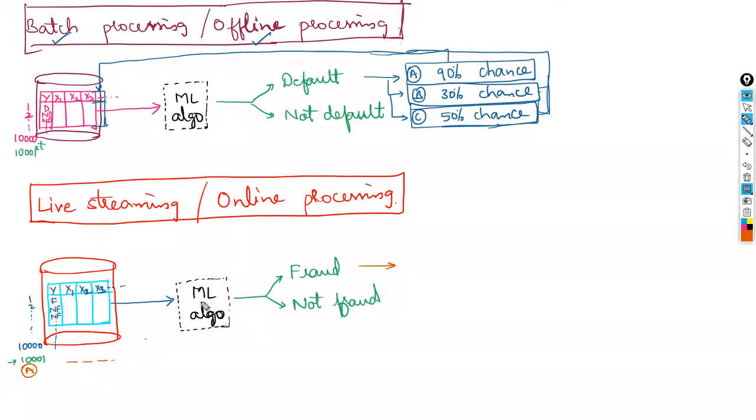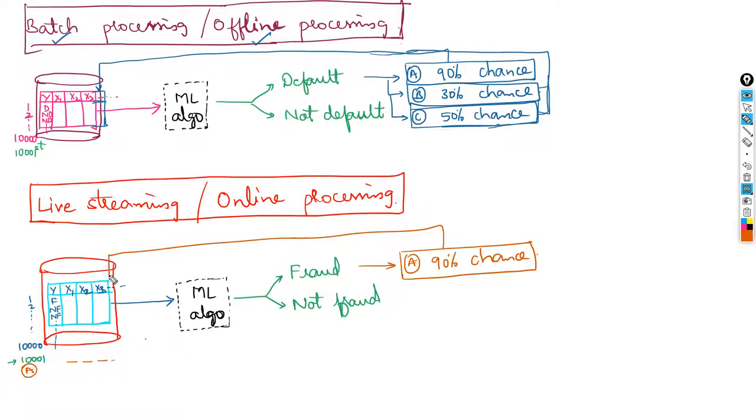You take that, supply it through your machine learning algorithm, and you get to see whether the credit card transaction is fraud or not. So for this customer A, say you get a probability which says there's 90% chance that this credit card transaction might be fraudulent. So what do you do? Immediately you write this information back to your database.